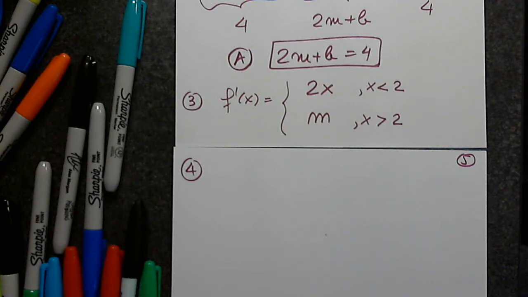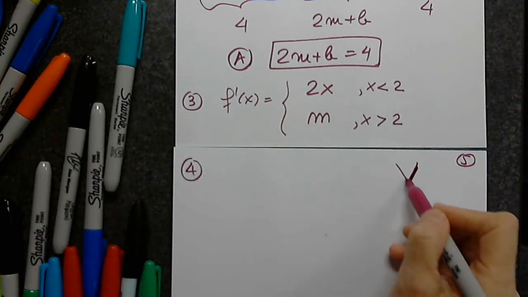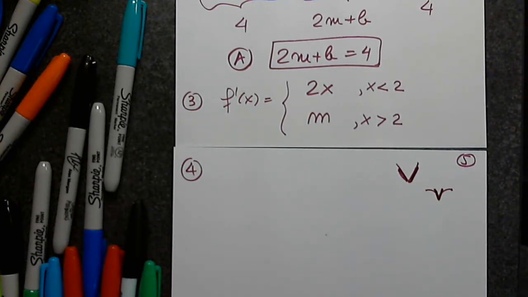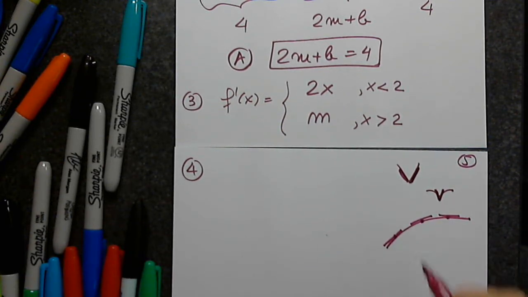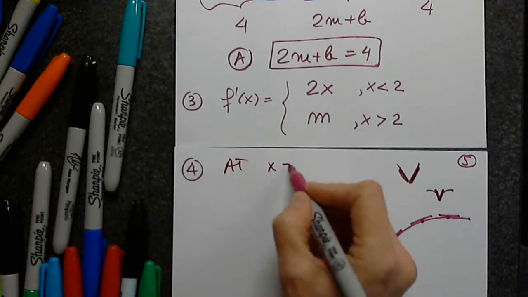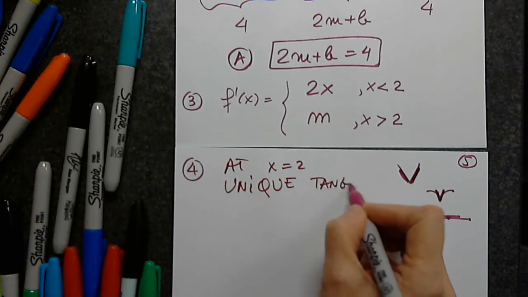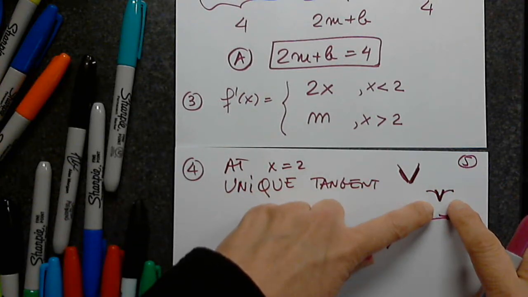Exactly 1, right? Because if it has a corner, at this point it has this tangent on one side and this tangent on the other. If it has a cusp, it has this tangent on this side and this tangent on the other. But if it's this, at every point it has a unique tangent. How do I guarantee that at x equals 2, there is a unique tangent? Which means I avoid having a corner and I avoid having a cusp.